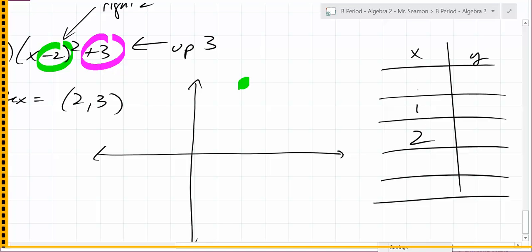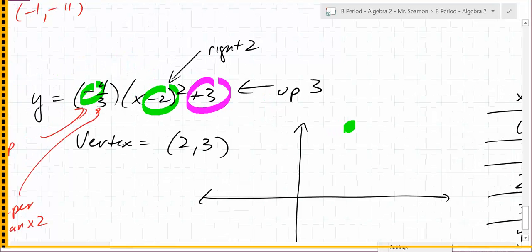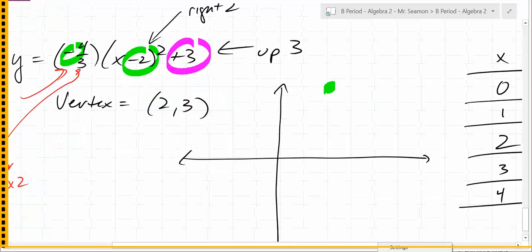So what are the other values? I don't know. How about 1 and 0? And how about 3 and 4? We know the vertex is 2, 3. There's your points. So you also plug in 1. Are you going to get fractions? Yes. Yeah, you're going to get fractions.